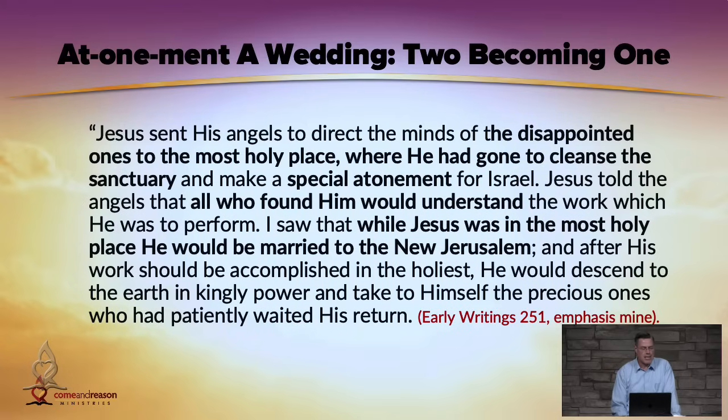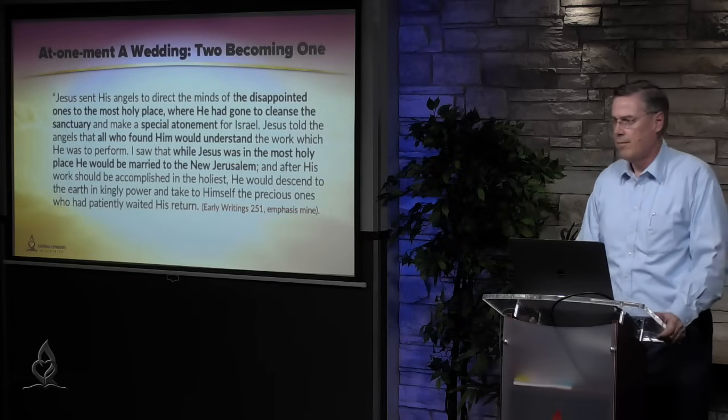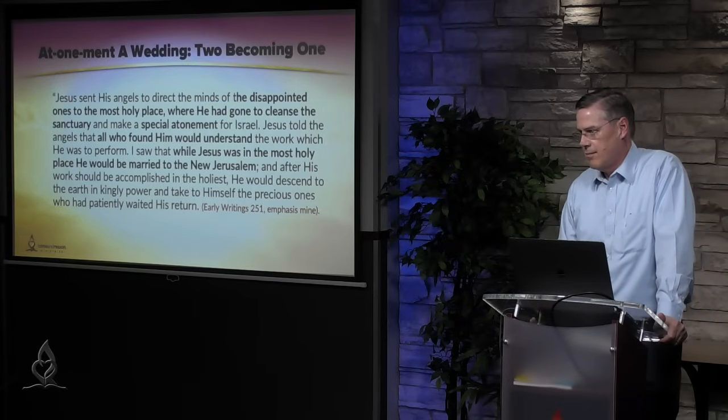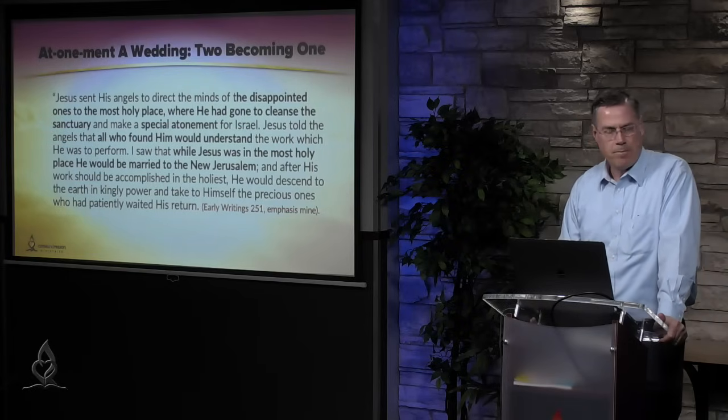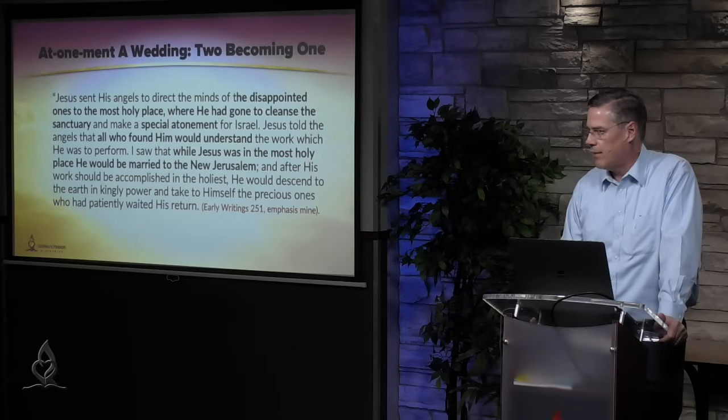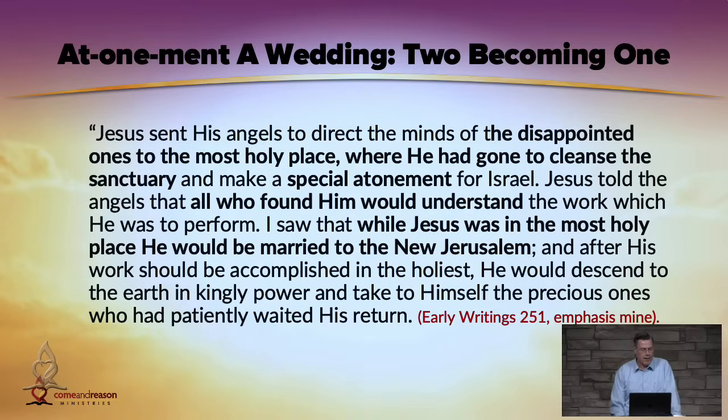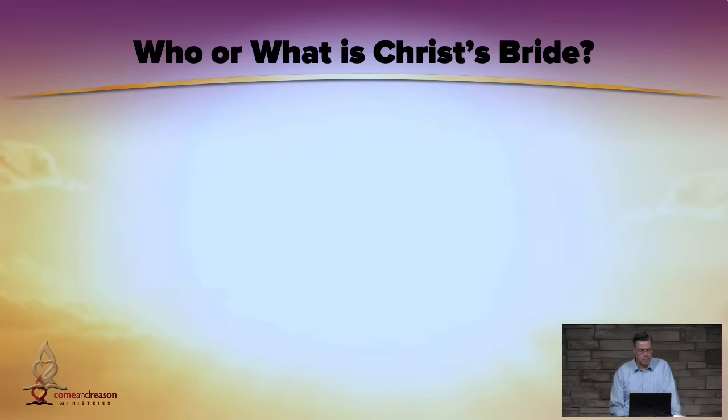I saw that while Jesus was in the most holy place, he would be married to the New Jerusalem. He's going to the holy place to do his cleansing work, his atonement work. While he's there, he gets married to the New Jerusalem, because two become one, are united. And after his work should be accomplished in the holiest, he would descend to the earth in kingly power and take to himself the precious ones who had patiently waited for his return.